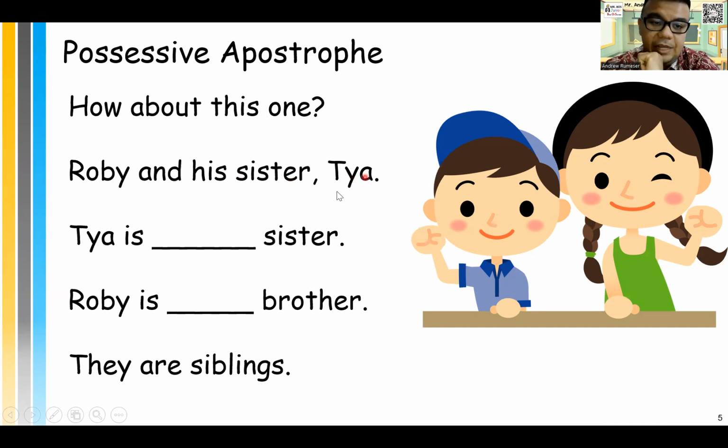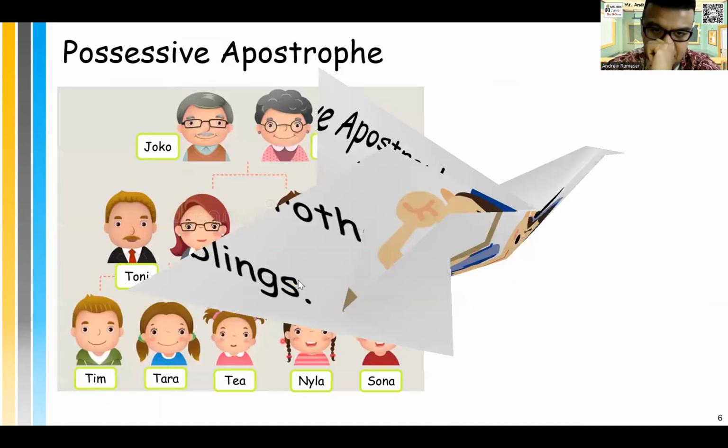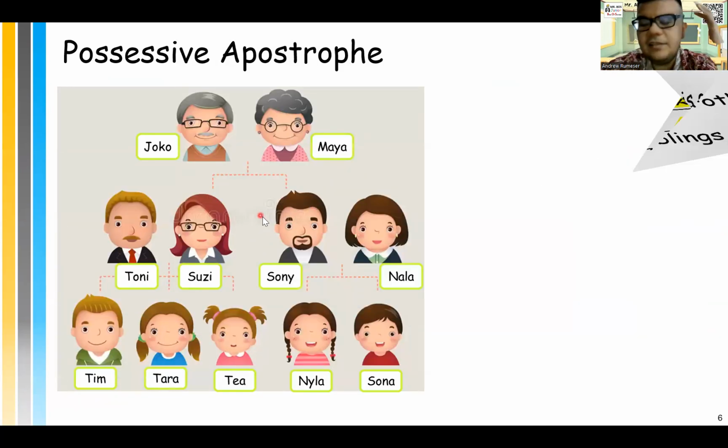Robbie and his sister Tia. Tia is whose sister? Robbie's sister. That's right. And Robbie is whose brother? Tia's brother. Because they're brother and sister, they are called siblings. Okay, let's take a look at this family tree.